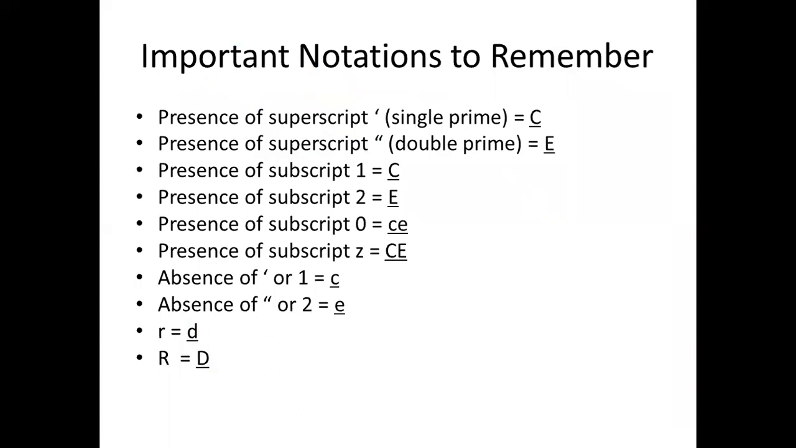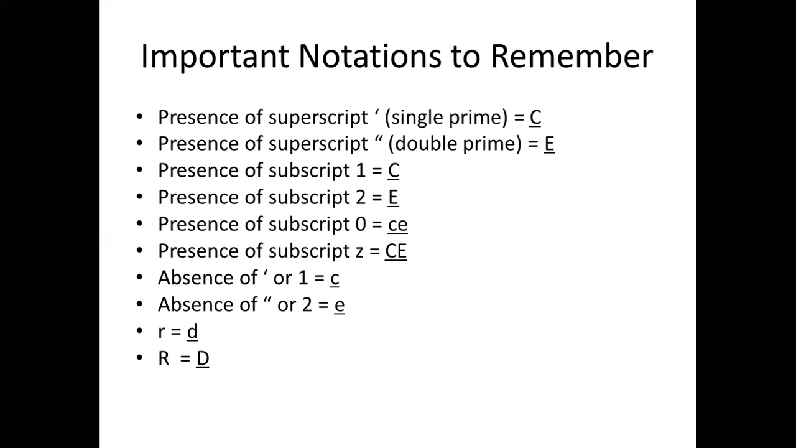So, important notations to remember in the transcription of your Rh nomenclature. The presence of a superscript or a single prime denotes uppercase C. For double prime, that is uppercase E. Presence of subscript 1 would be for uppercase C. Presence of subscript 2 would be for uppercase E. Presence of subscript 0 would denote that both the C and the E antigens are in lowercase. Presence of subscript Z would mean that both the C and the E antigens are in uppercase.